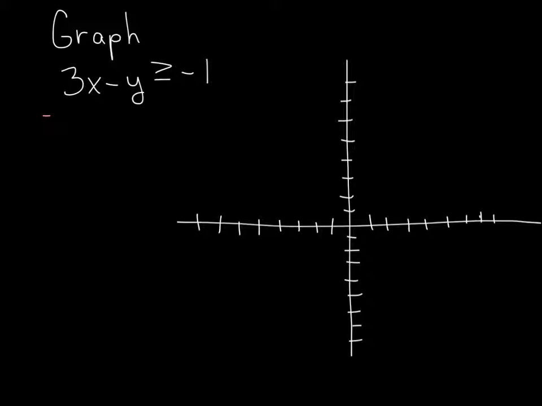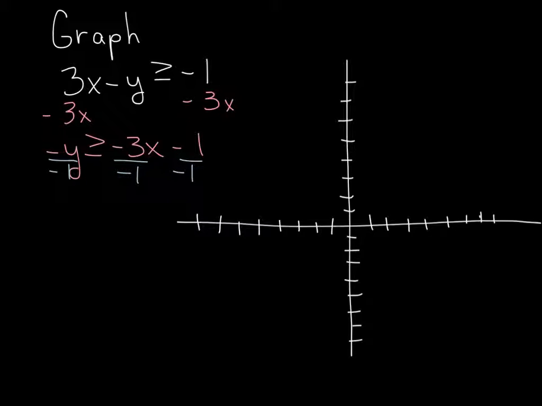To do so, I'm going to subtract 3x from both sides. Right now, my problem is negative y is greater than or equal to negative 3x minus 1. I don't want a negative y. I need a positive y. You guys are awesome at this. So you know my next step is to divide everything by negative 1.